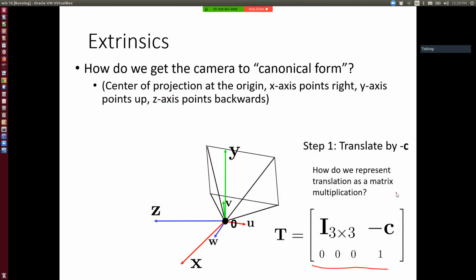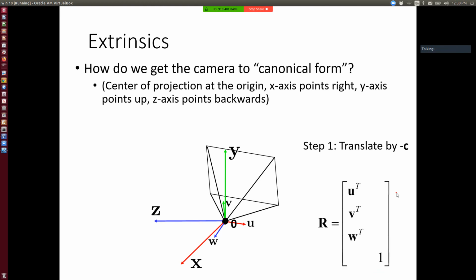And then afterwards you have this rotation here. The rotation matrix turns out to be pretty simple too. It's just U, V, W here. So let's see why it is U, V, W.